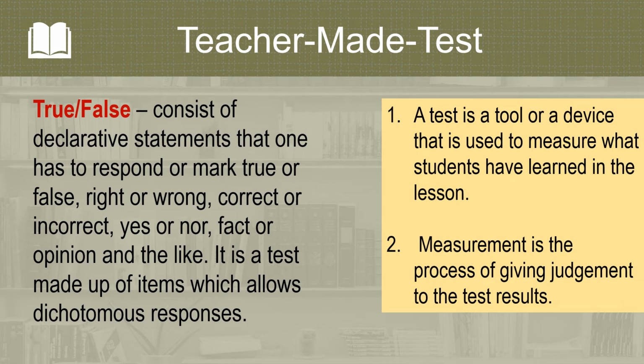Because again, a tool is a device. Second, measurement is the process of giving judgment to the test result. Take note of the key terms to make it easy for you to answer. Measurement, and then we have judgment. Take note, when we give judgment, that refers to your evaluation. That's perfect. So measurement is quantifying, not giving judgment. Therefore, the answer for item number 2 is not true. So it is false.